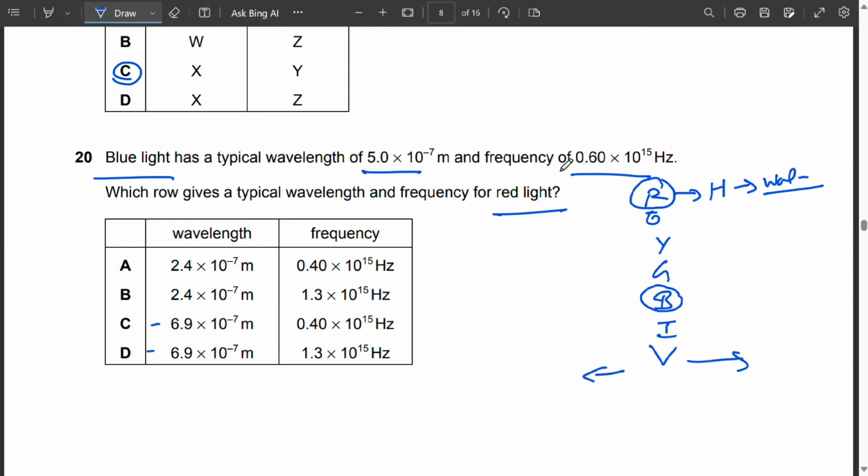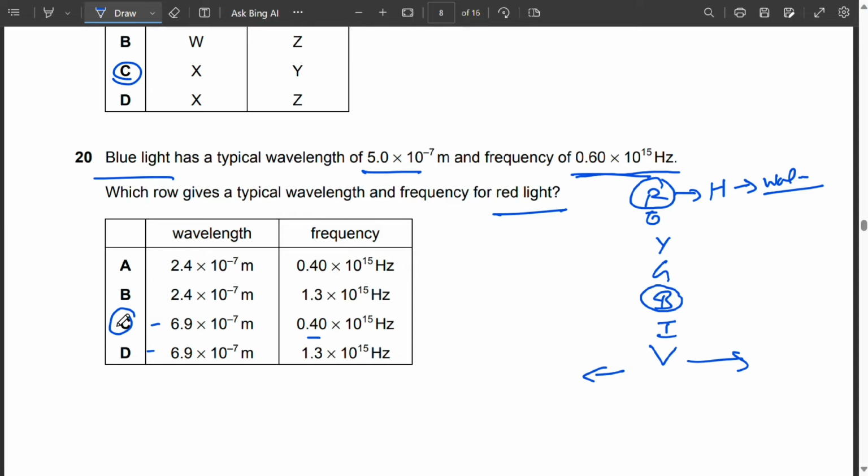Now let's come to the frequency. As you know, as you go down, the frequency increases. Blue has a frequency of 0.6 × 10¹⁵ hertz. So red will have less than this. So the one with less than 0.6 is this one. So C is the correct one. Over here, C is the correct answer.